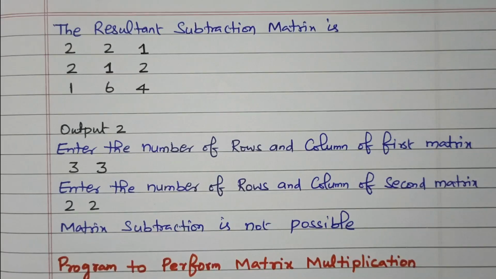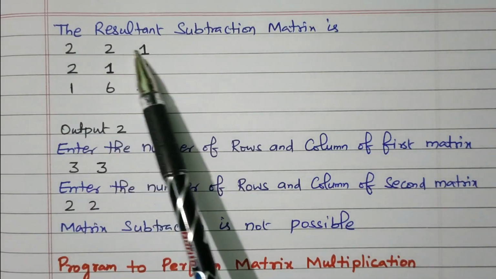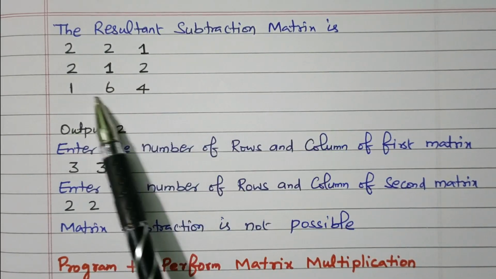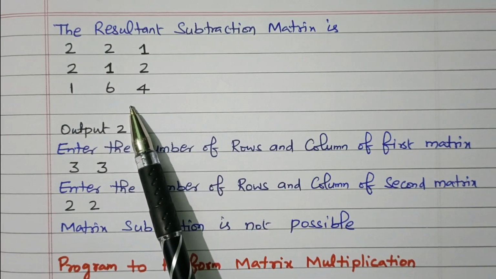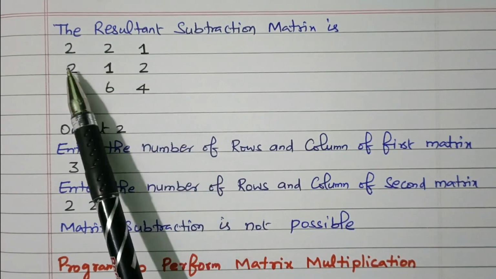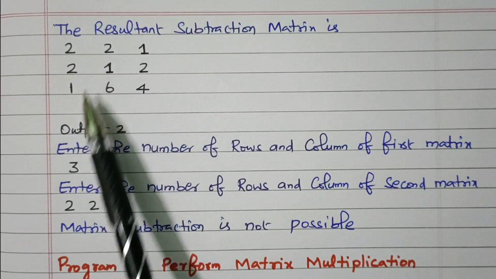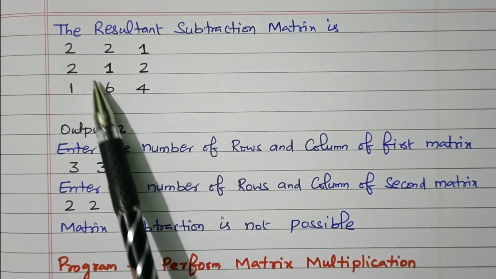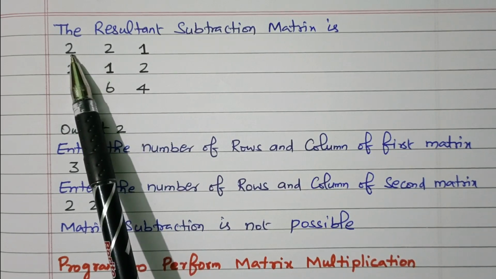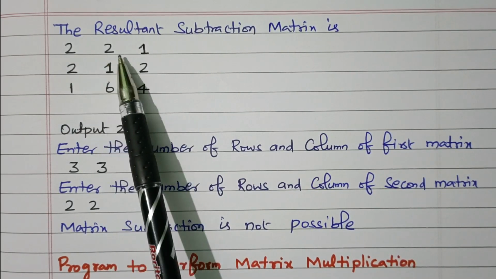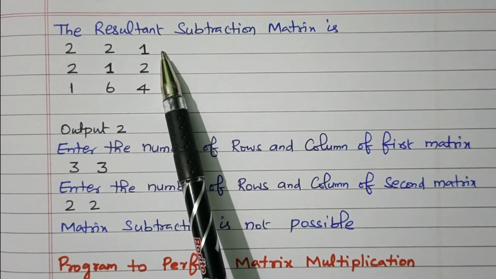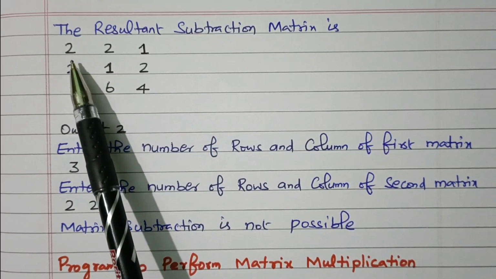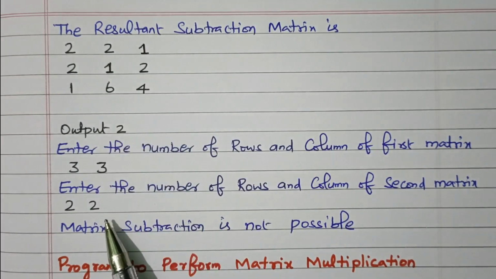Subtraction matrix. So the resultant subtraction matrix is 2, 2, 1, 2, 1, 2, 1, 6, 4. What we discussed, same elements, right? So first row, second row, third row columns are printed in a matrix format because we are using \t. So this is \t. After printing one element, a tab is given. Again a tab is given. After one row is completed, it will go to the next line. \n is used so that it is printed in the matrix format, right?